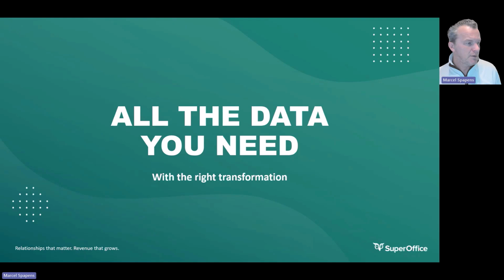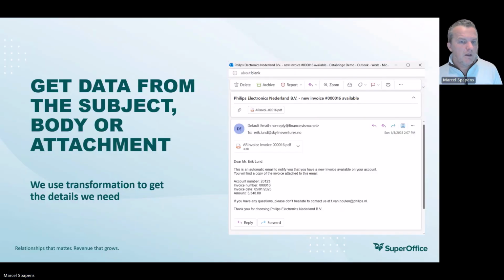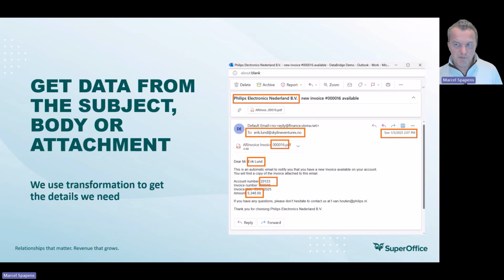So all the data that you need with the right transformation, that's in essence what we are doing here with the details from the email. What we do is we get all the information from the body, using, in this case, a lot of regular expressions. But there's more we can do with transformations. We can combine stuff. We can add text in front of a simple value that we got from the body text. We can suffix anything. We can also do some mapping of values.